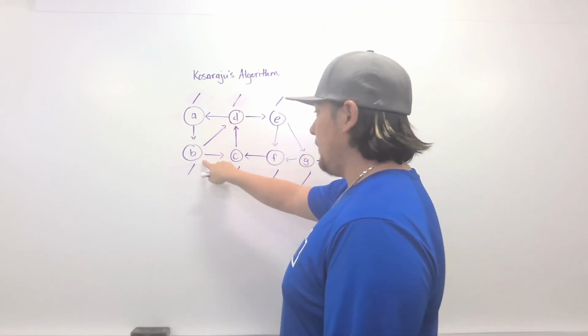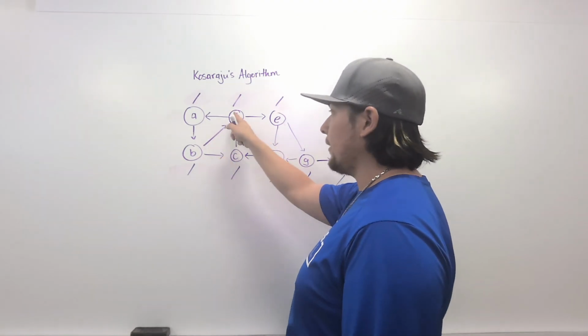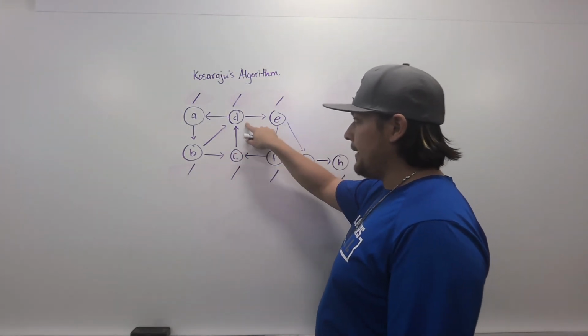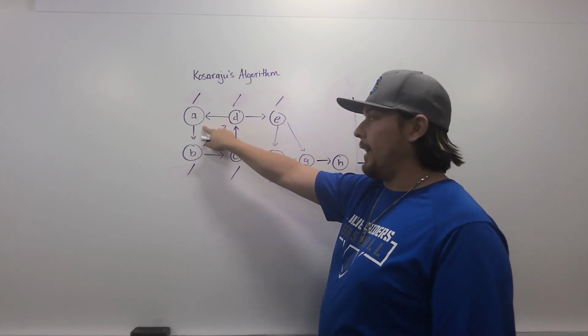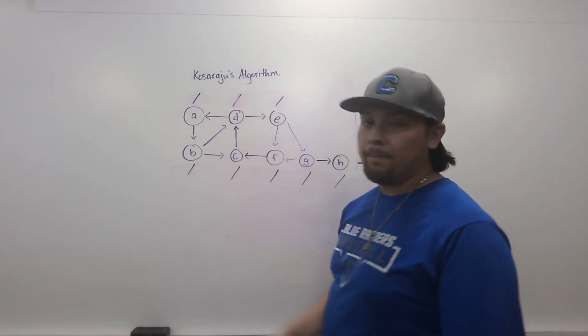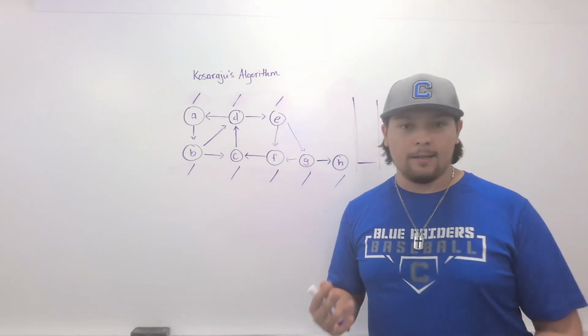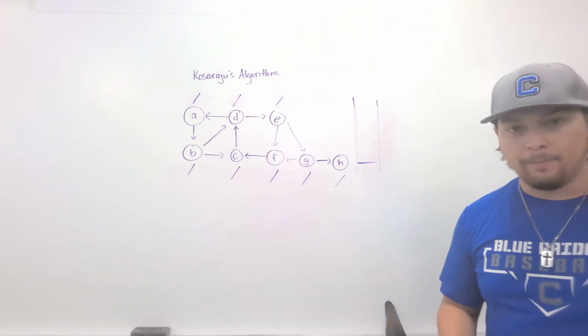A goes to B, B can either go to D or C. We'll just choose C for now. C goes to D, and D goes all the way back to A. This is called a cycle, and all cycles within a graph are considered strongly connected components. So that is one example.